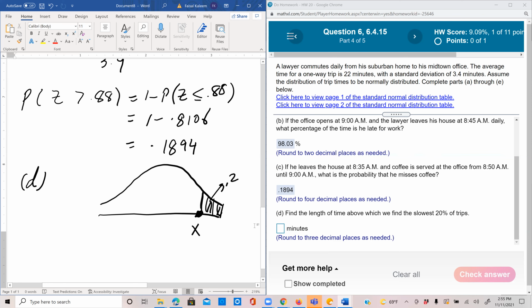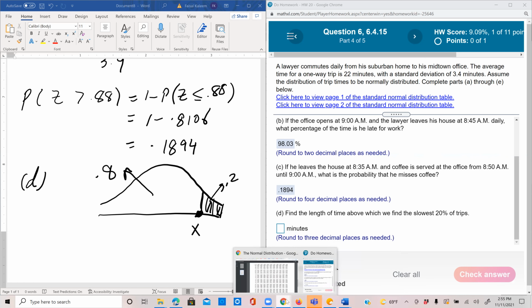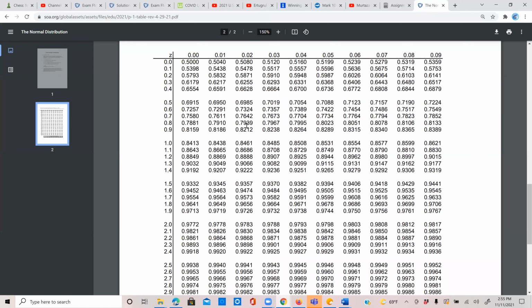So we are looking at an area of 0.2. But the thing is, this is a right area. We need the left area. So the left area is 0.8. The left area is needed in order to read the normal curve that is given in the SOA. So remember now we are looking at 0.8 in the area region. So let's try to find 0.8.